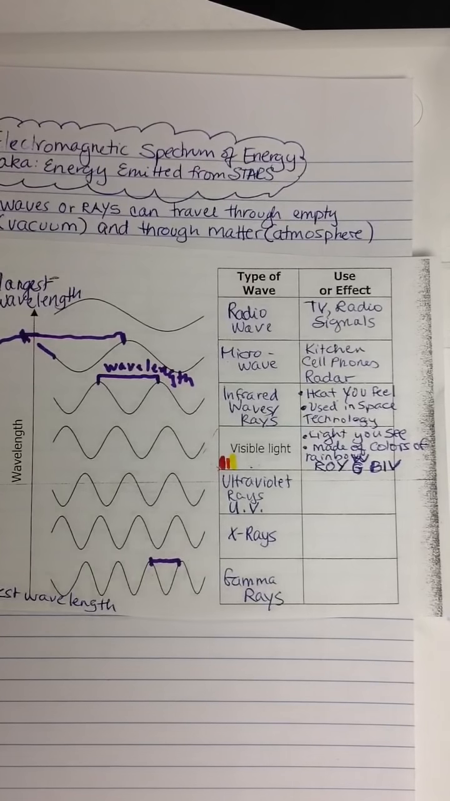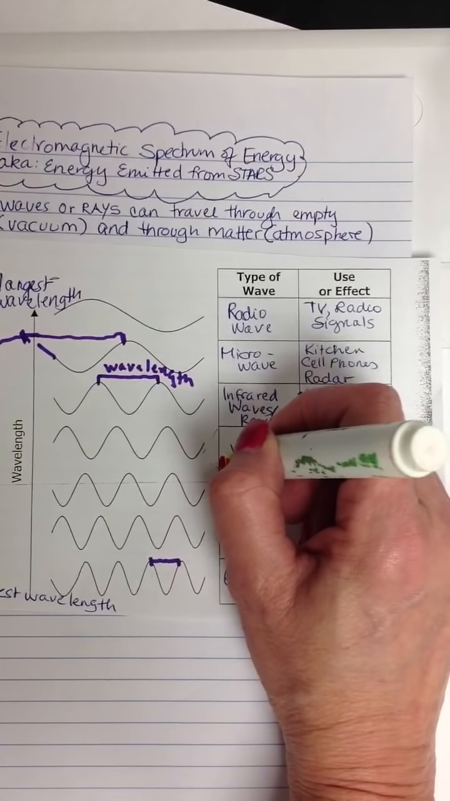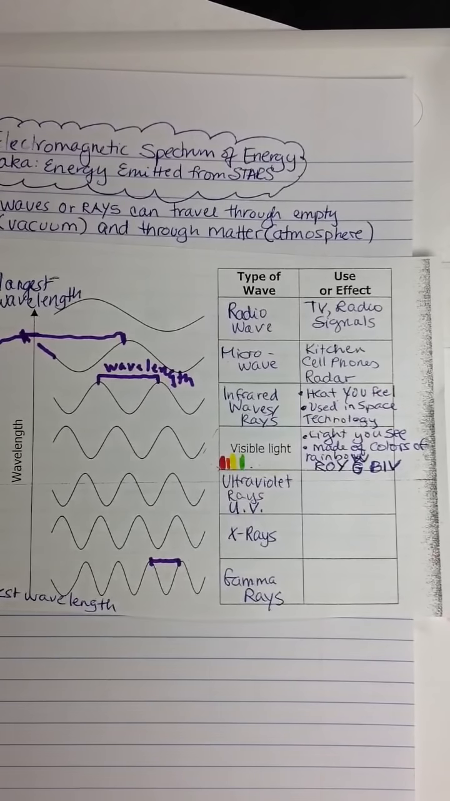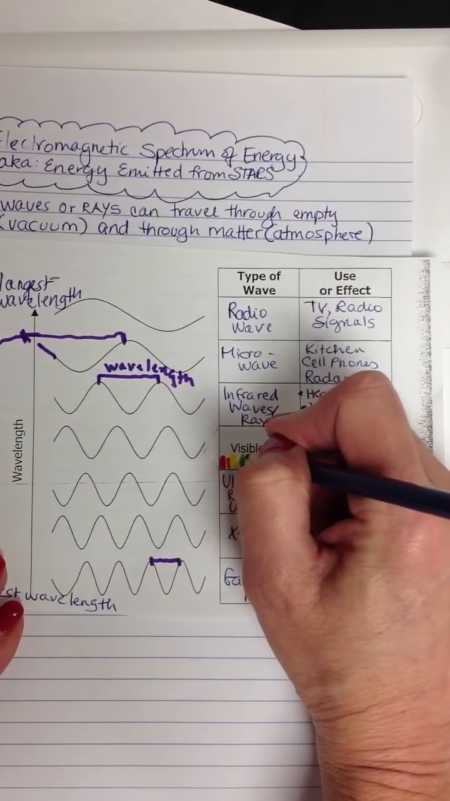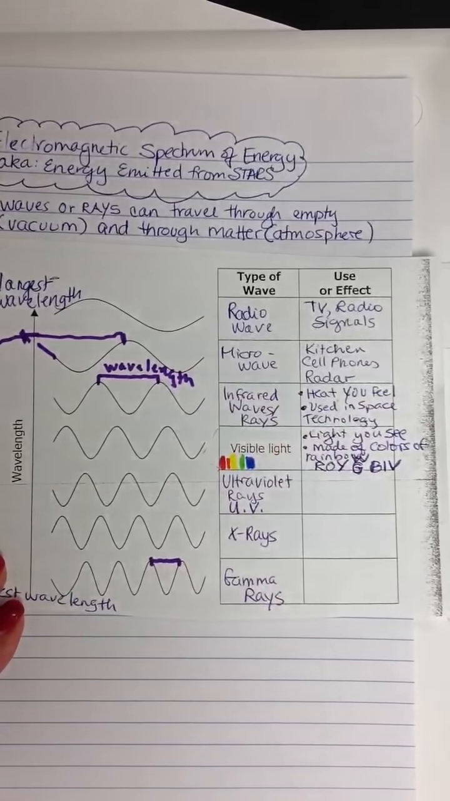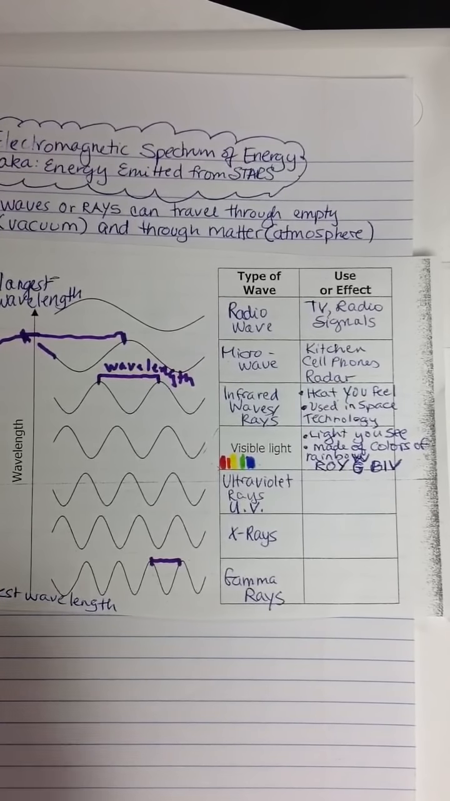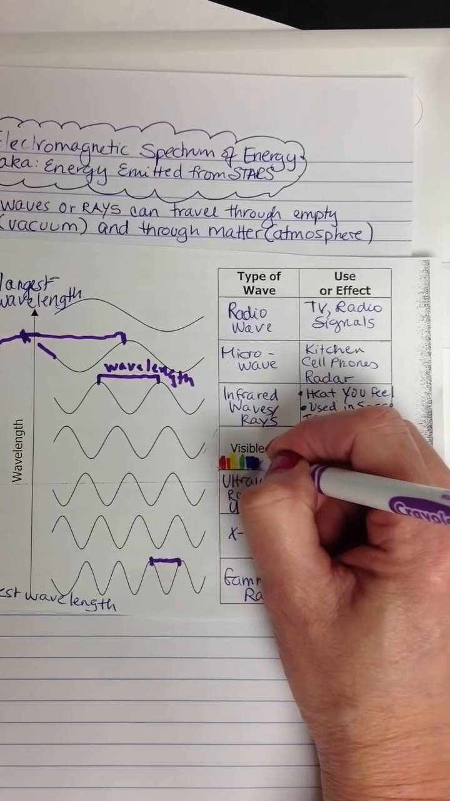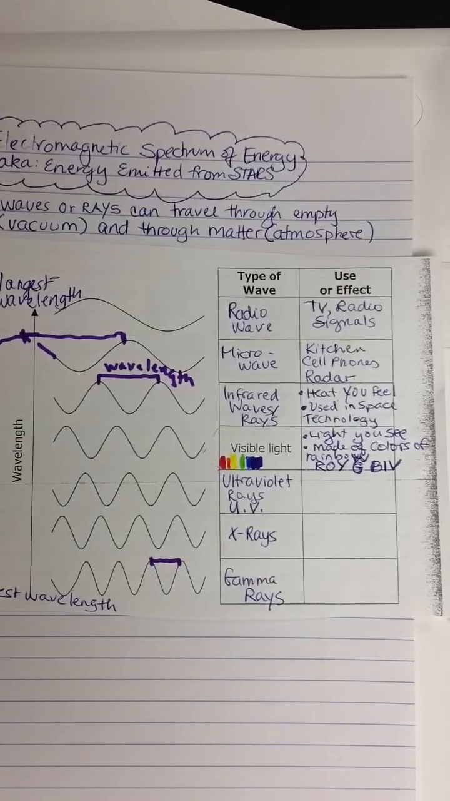red, orange, yellow, green, blue, indigo. I have a blue here. Indigo is a cross between blue and purple, so I'm just going to make my blue a little bit bigger and go over it with a little purple. And violet or purple. So those are what visible light is actually made of, all of these colors.